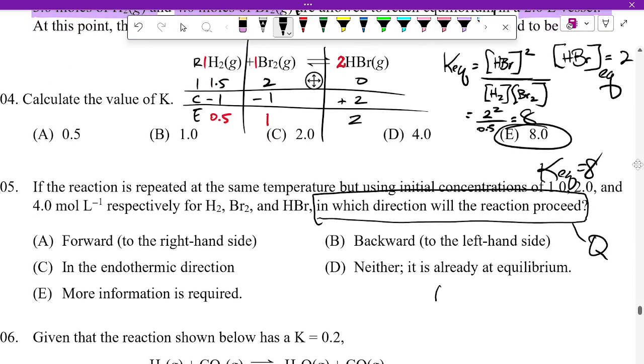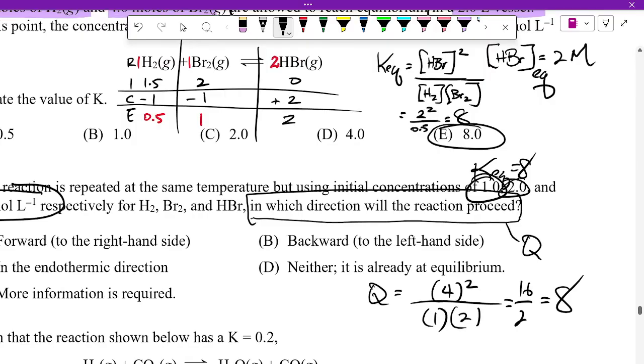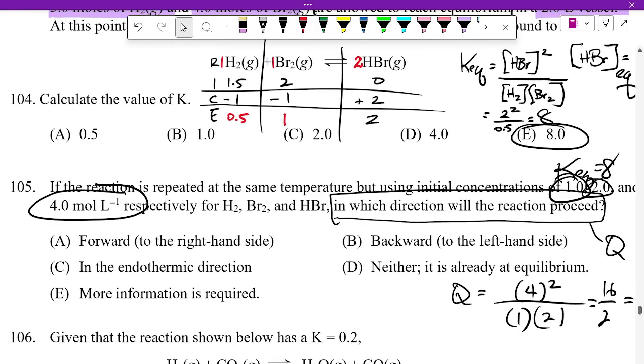And our Q is going to be HBr squared, so that's 4 squared, over H2 times Br2, and the Br2 is 2, and the H2 is 1, so that is 16 divided by 2, which is 8. And if KEQ is equal to Q, then the answer is D. It's not going to shift either way. It is already at equilibrium.